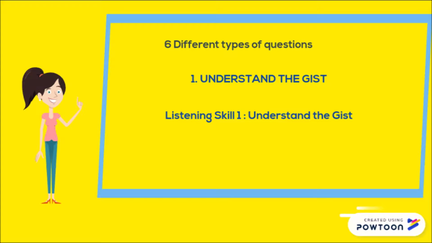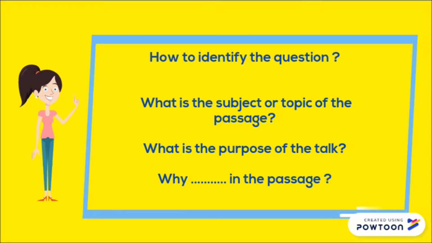Number 1. Understand the gist. How to identify the question? In this case, you are going to listen to something like this. Listen to a part of a lecture in a biology class. Okay, students, today we are going to review the characteristics of mammals. Remember that we reviewed this topic last class, and the lecture continues.